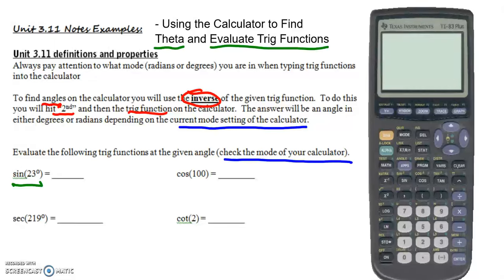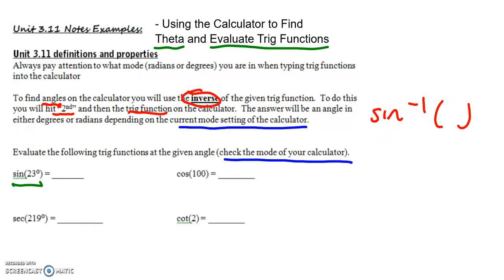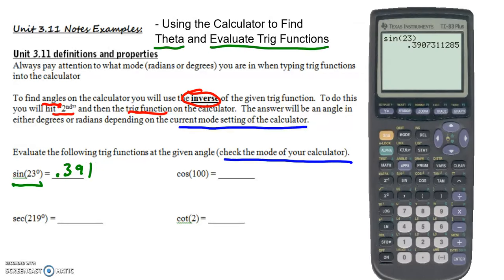Now that your calculator is in degrees, go ahead and press sine, and then type in 23. You can close the parenthesis if you want, your calculator knows that it's in degrees now. If you press enter, remember from the beginning of the unit, when you plug in an angle, you get a ratio out, and a ratio can be written as a decimal. So it looks like my ratio of the sine of 23 is 0.391 according to my calculator.